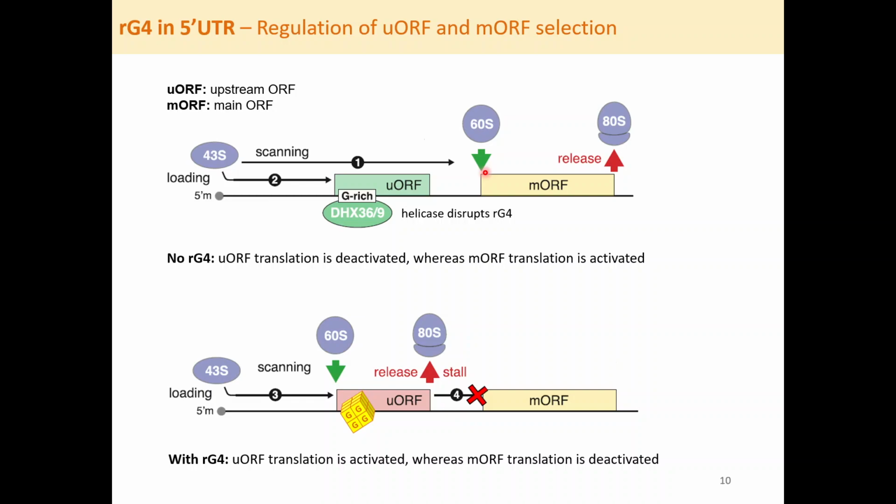rG4 in the 5' UTR can toggle the translation efficiency between the uORF and mORF. In the absence of a stable rG4, the mORF tends to be translated. Conversely, with a stable rG4 in the 5' UTR, it can activate the translation of the uORF, which in turn suppresses the translation of the mORF. Thus, the rG4 acts as a molecular switch to fine-tune the selection of uORF and mORF during protein synthesis, thereby regulating the level of translation without the cost of changing mRNA expression level.